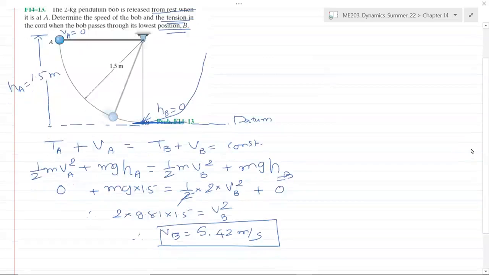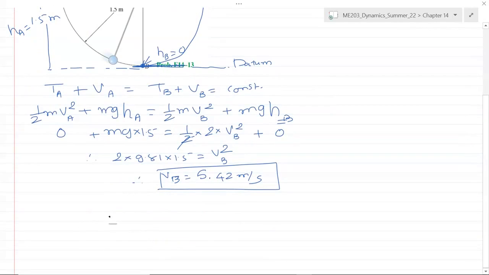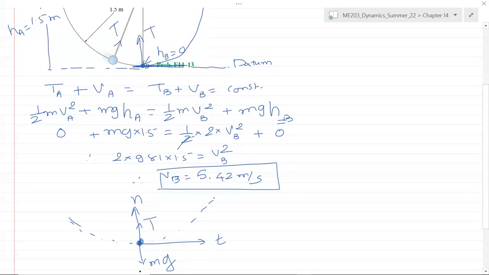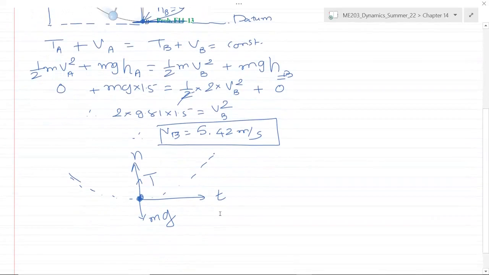Let's define B as this lowest point and define our normal-tangent coordinate system. So this is tangent, this is normal. This is the weight W equal to mg, and in this direction the tension T in the cord is applied. So this cord has tension T going towards the center when it is at B. So this is tension T and the weight downward, and this is point B.